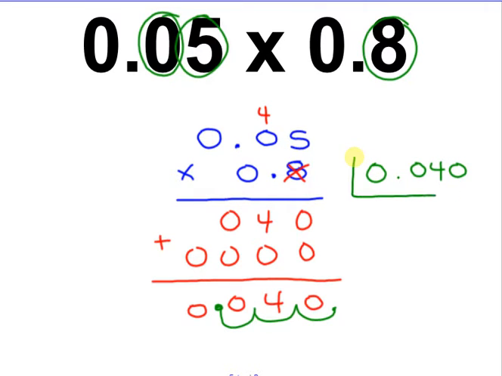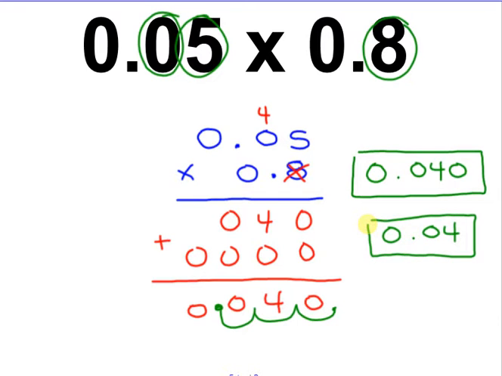0.040. Now, another way that you can write it is this 0 at the end is not really necessary. So you can also write it as 0.04. Okay? Either is acceptable. This 0 at the end is not really necessary, so you can write it either way.